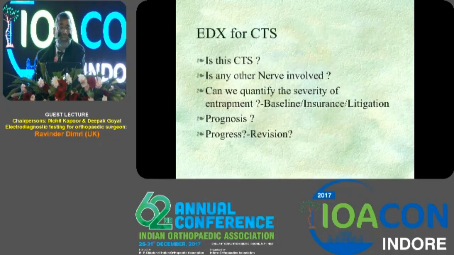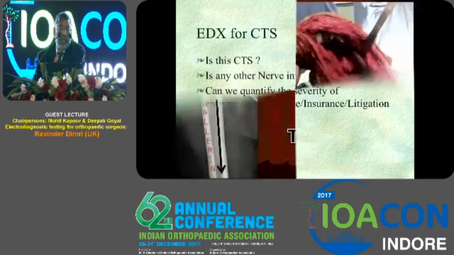As far as the nerve conduction study for carpal tunnel is concerned, this is mainly if you're not sure about the diagnosis, if you want to see if any other nerve is involved, or if you want to put it as a baseline for future reference or for insurance or for litigation purposes. In clinically clear-cut carpal tunnel, you really don't need it.